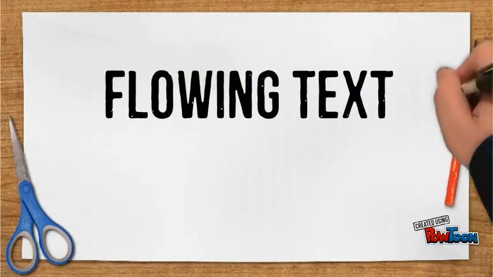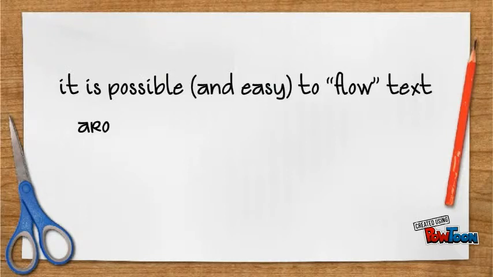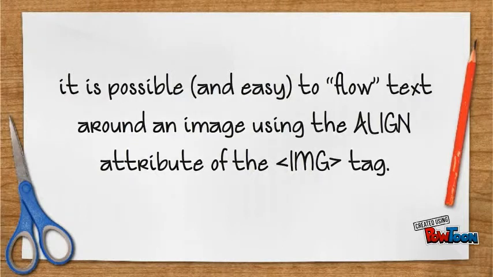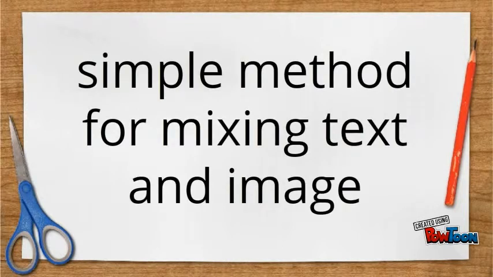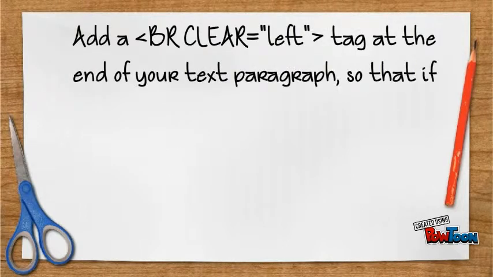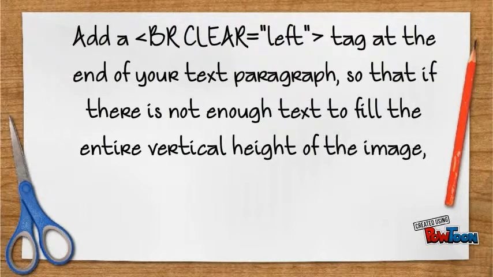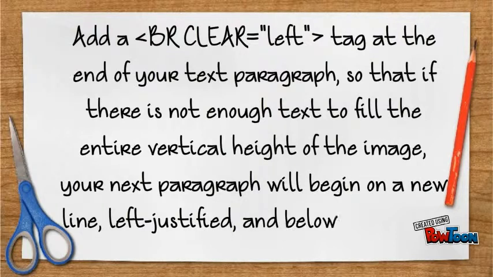Flowing text around images. It is possible and easy to flow text around an image using the align attribute of the img tag. This is a quick and simple method for mixing text and images in a pleasing layout. Add a br clear equals left tag at the end of your text paragraph, so that if there is not enough text to fill the entire vertical height of the image, your next paragraph will begin on a new line, left justified, and below the image.